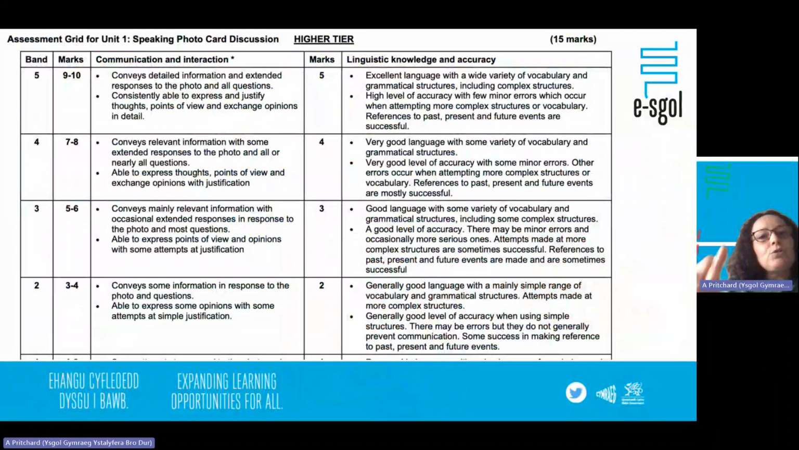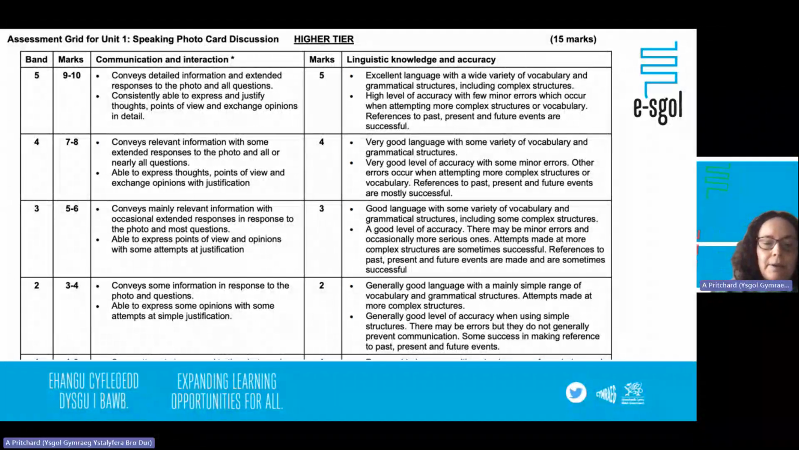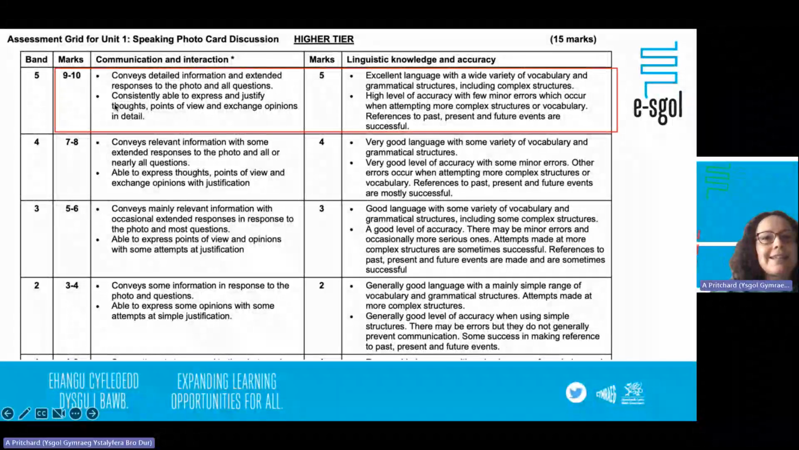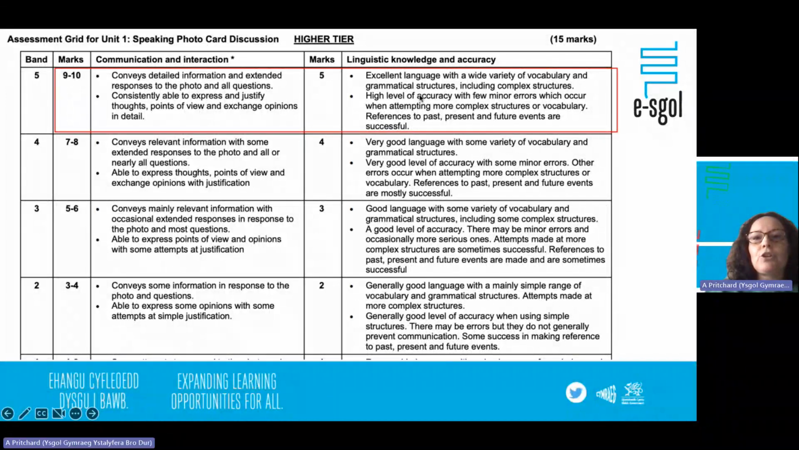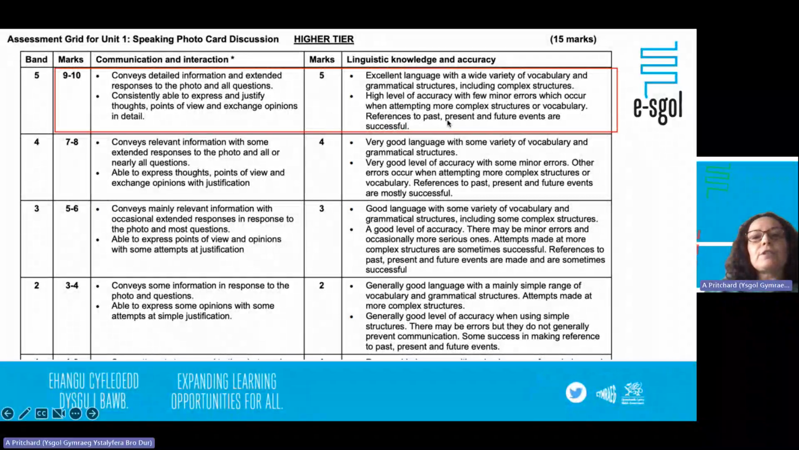Also, I advise you to look at the mark schemes in the exams. This is an example of a photo card, but if you look at various mark schemes for the speaking and writing exam, they're all asking you to focus on similar things. So detailed information, extended responses, express and justify thoughts and opinions in detail, excellent language, wide variety of vocabulary and grammatical structures, including complex structures, high level of accuracy, and then references to past, present and future events.